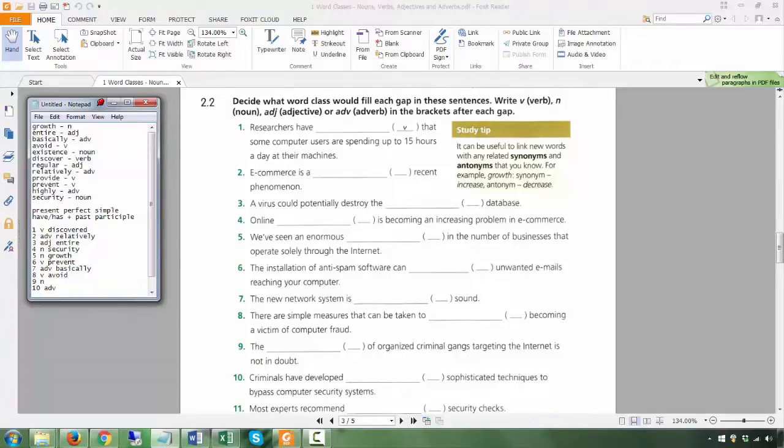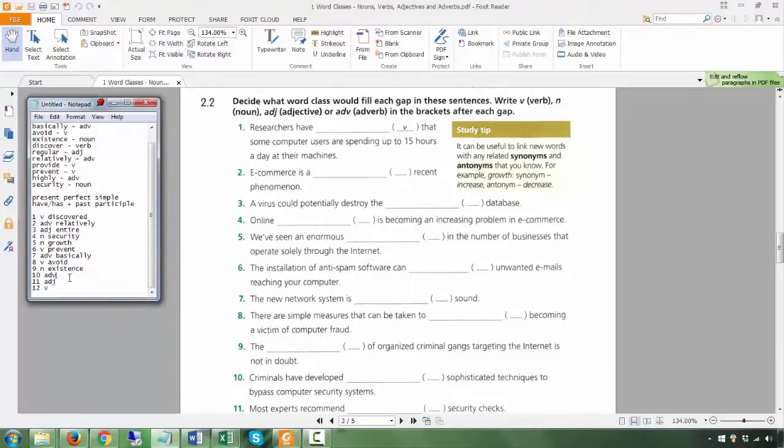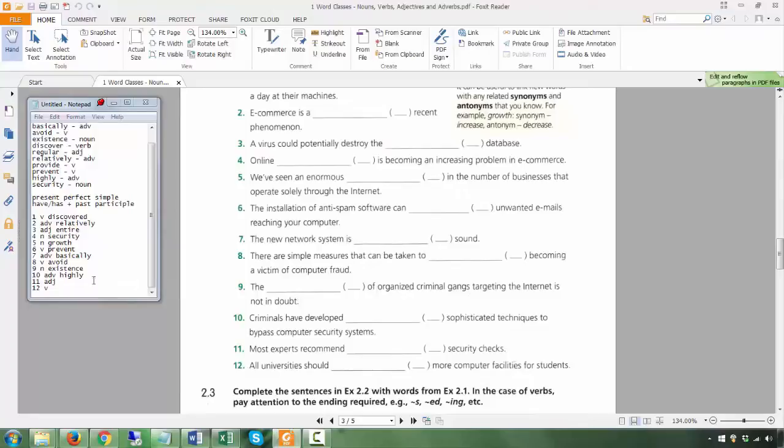And 9, the what of organized criminal gangs targeting the internet is not in doubt. The existence. 10, criminals have developed, now we have another adverb, which is the remaining adverb. Highly sophisticated. Most experts recommend regular security checks, and all universities should provide. Okay, so that's the answer.